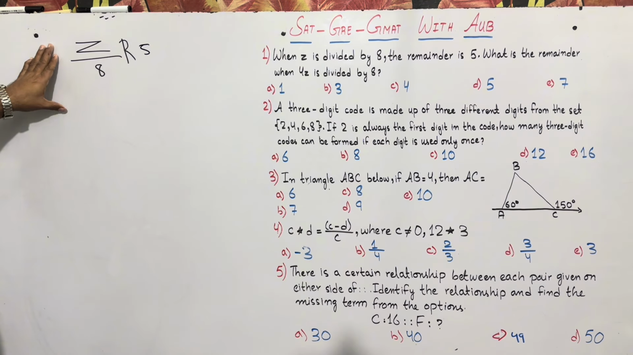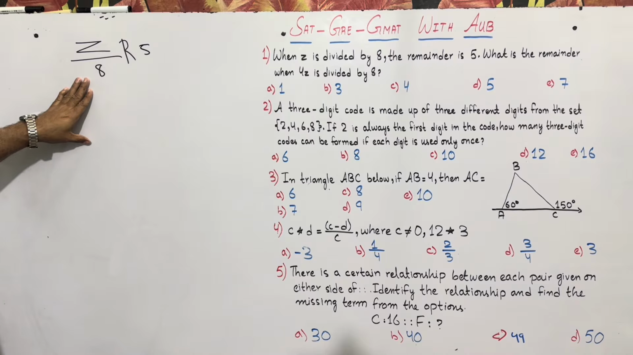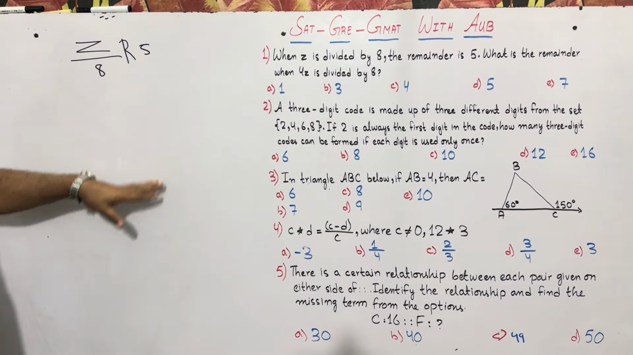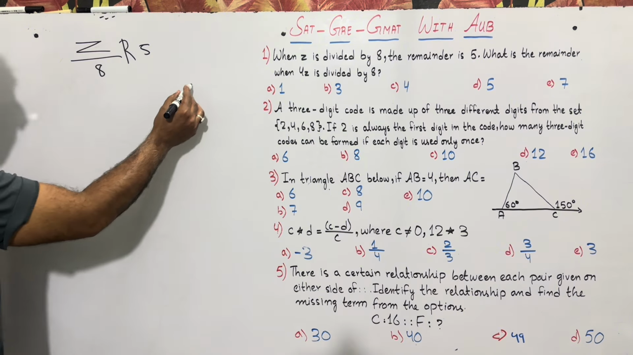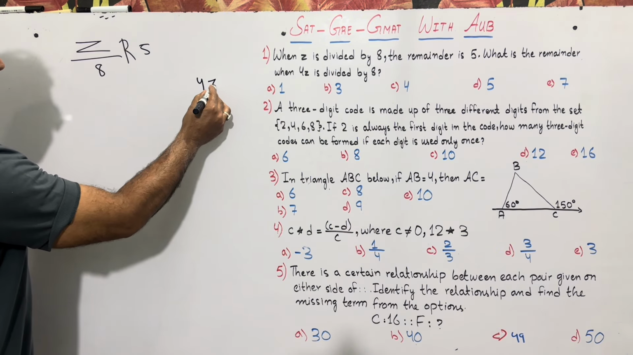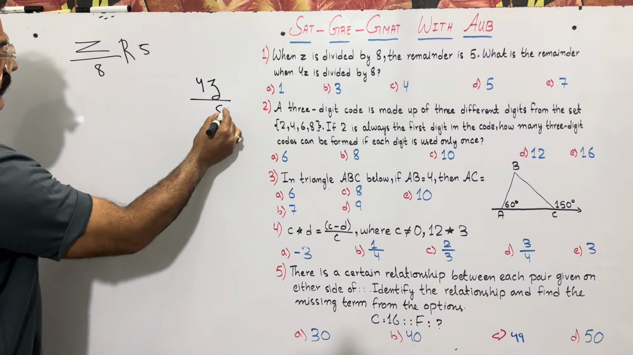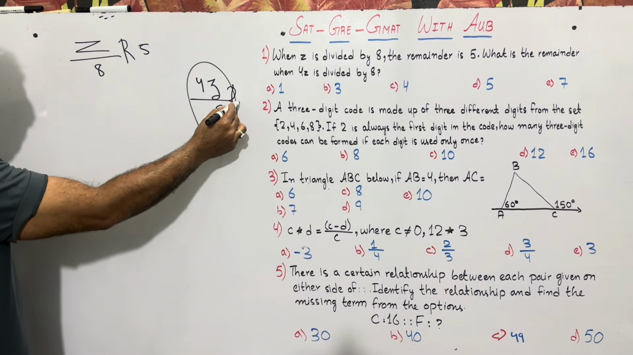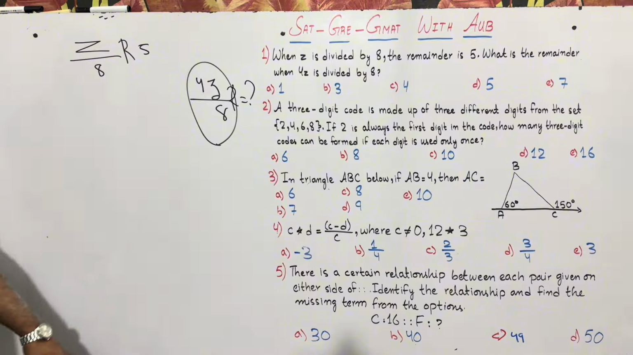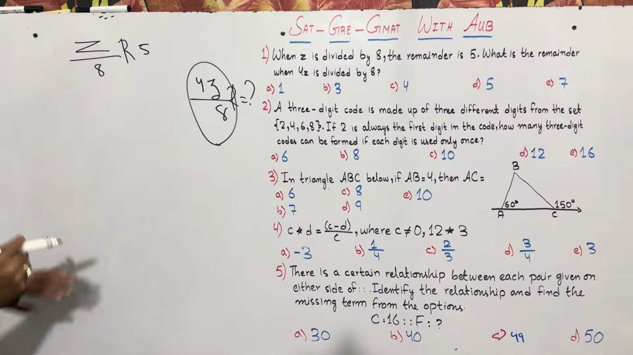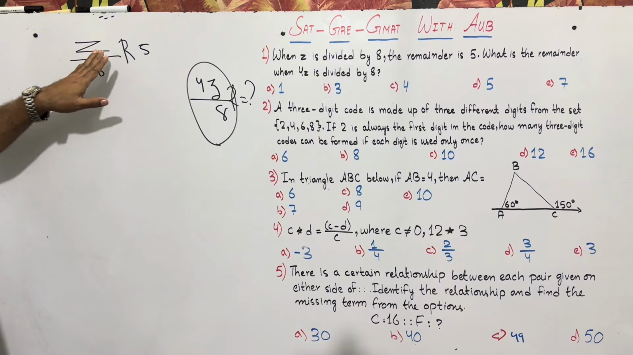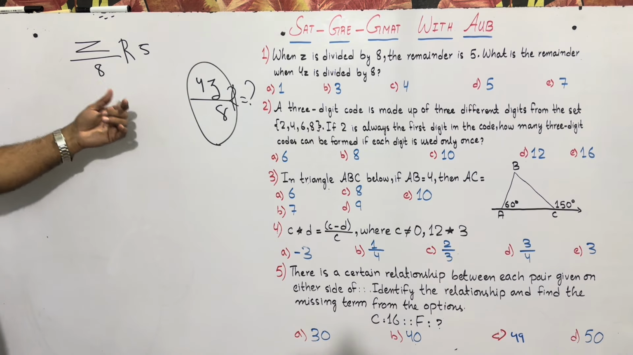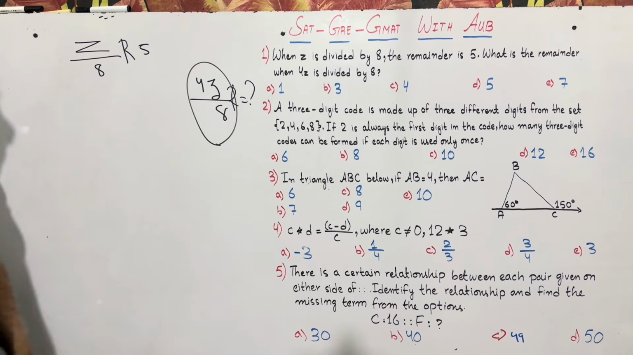When an integer z is divided by 8, it gives a remainder of 5. Then we are asked to find the remainder when 4 times z is divided by 8. Mostly people take a tip: 8 plus 5, that is z equal to 13, but this tip is not going to pay off in such types of questions.